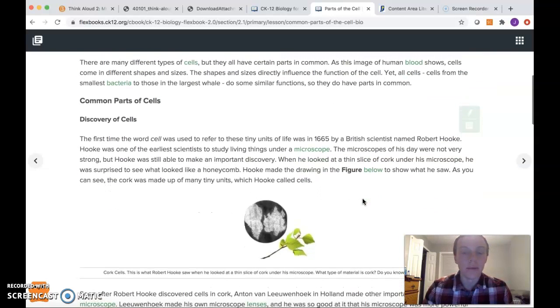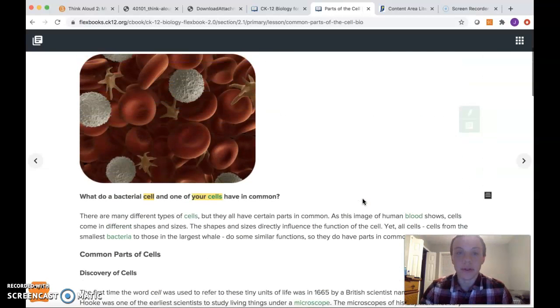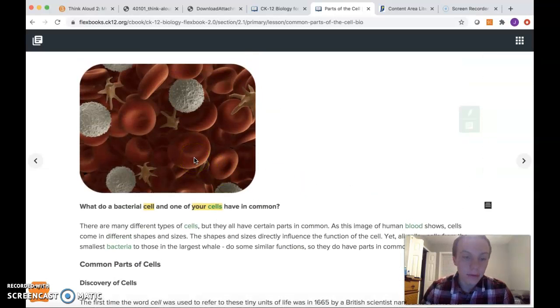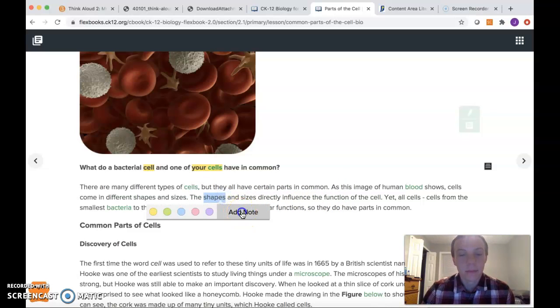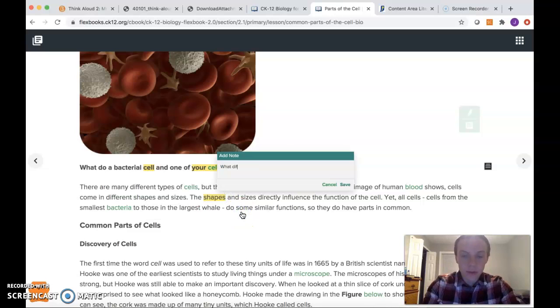There are many different types of cells, but they all have certain parts in common. As this image of human blood shows up here, cells come in different shapes and sizes, and the shapes and sizes directly influence the function of the cell. Yet all cells, from the smallest bacteria to those in the largest whale, do some similar functions, so they have parts in common. Okay, so it addresses how size and shape influence the function of the cell. I wonder what different shapes of cells are there?